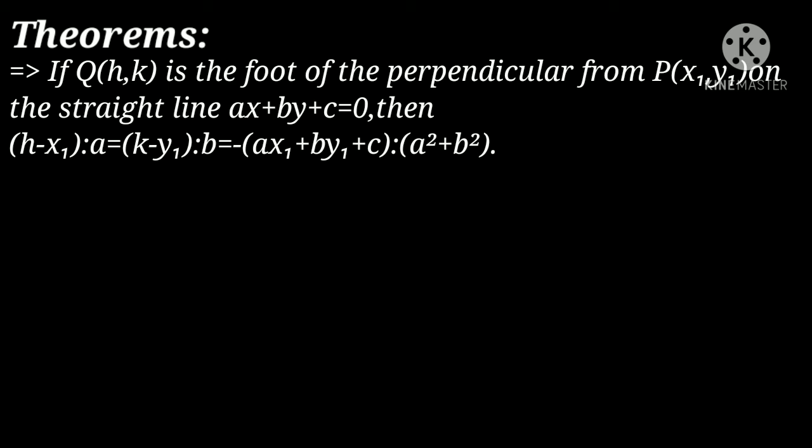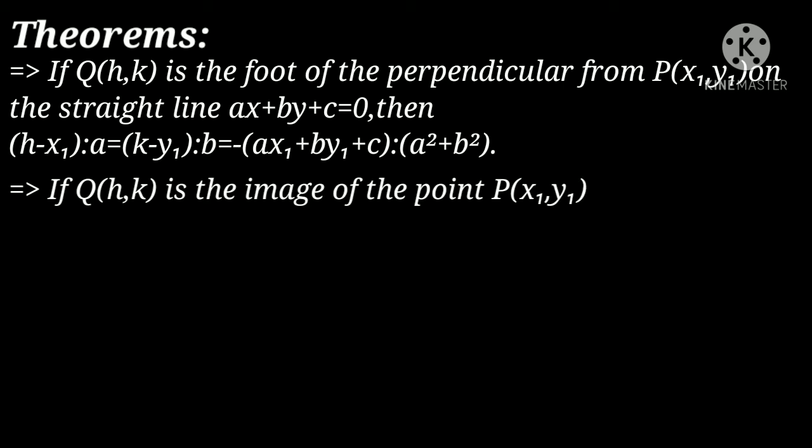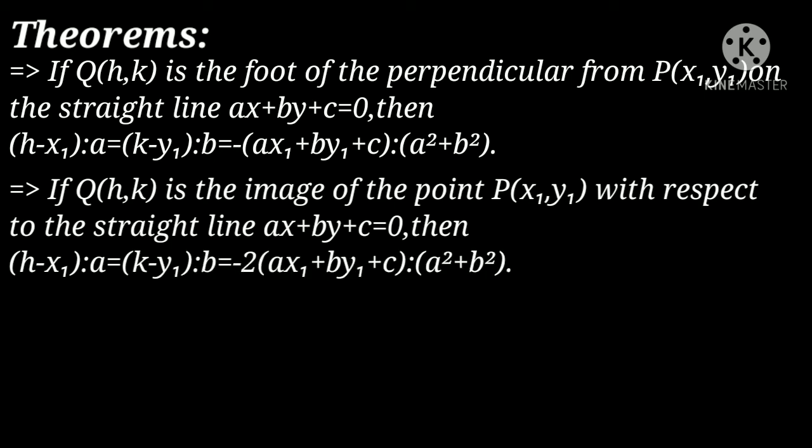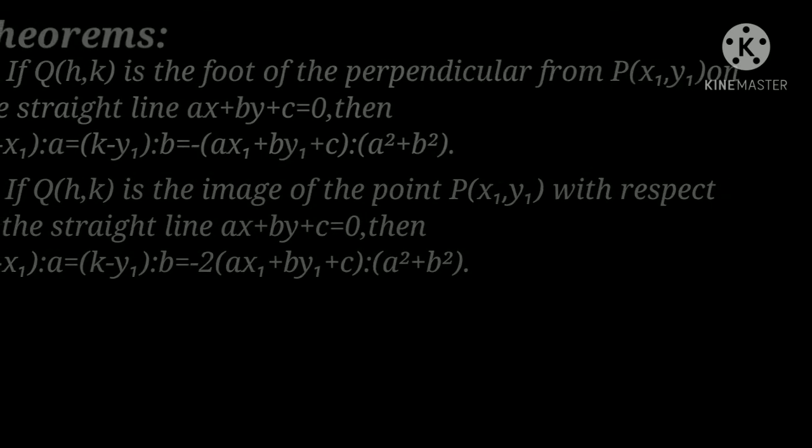Another important theorem: if Q(h, k) is the image of the point P(x1, y1) with respect to the straight line ax + by + c = 0, then (h - x1) by a = (k - y1) by b = minus 2 into (a x1 + b y1 + c) by (a square plus b square).